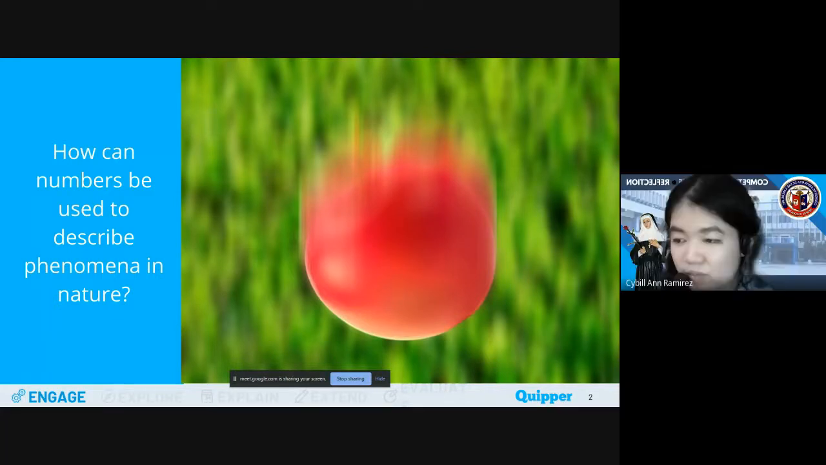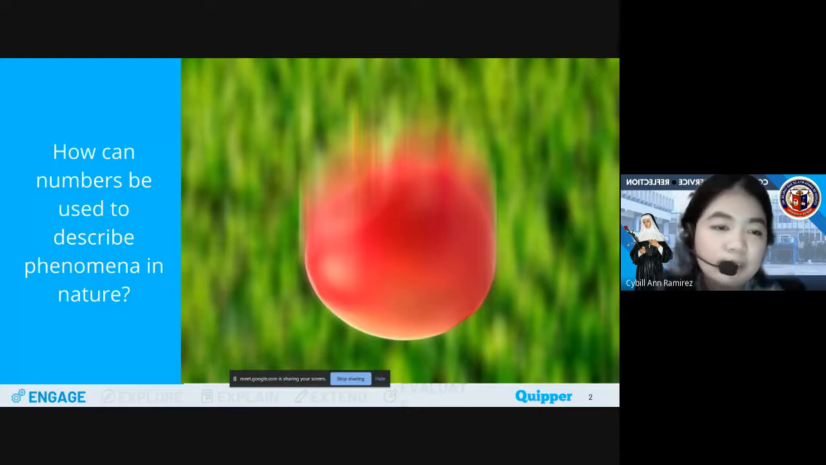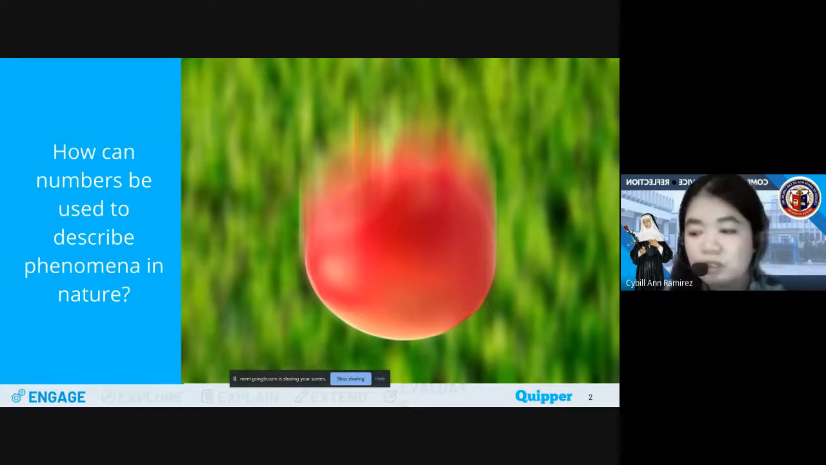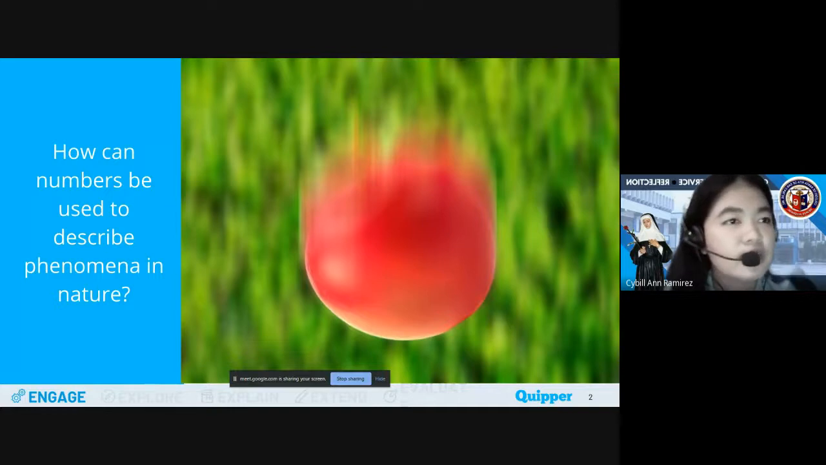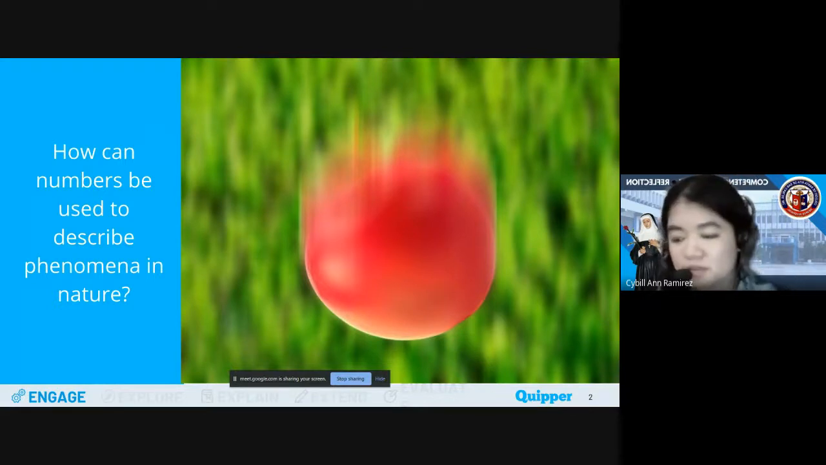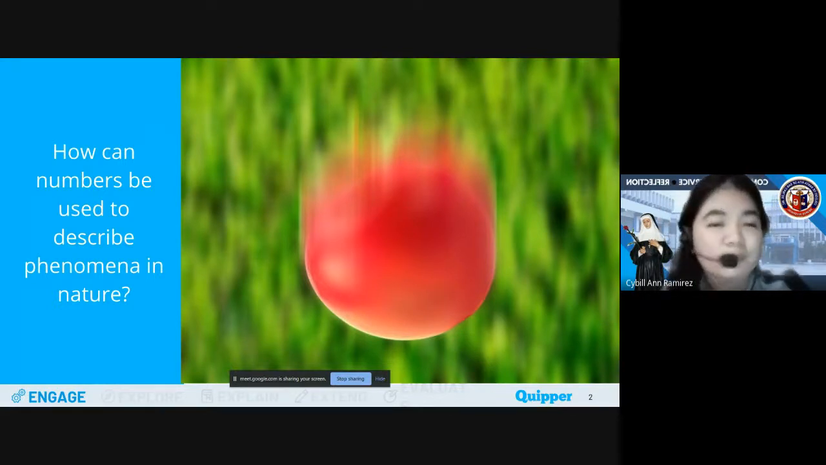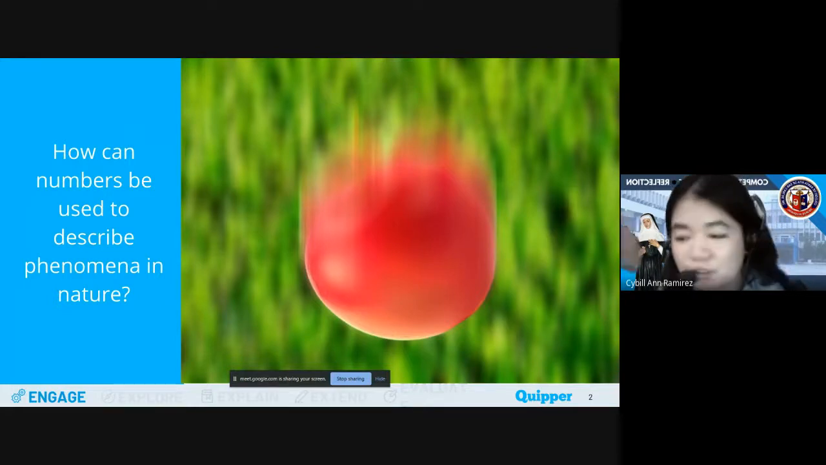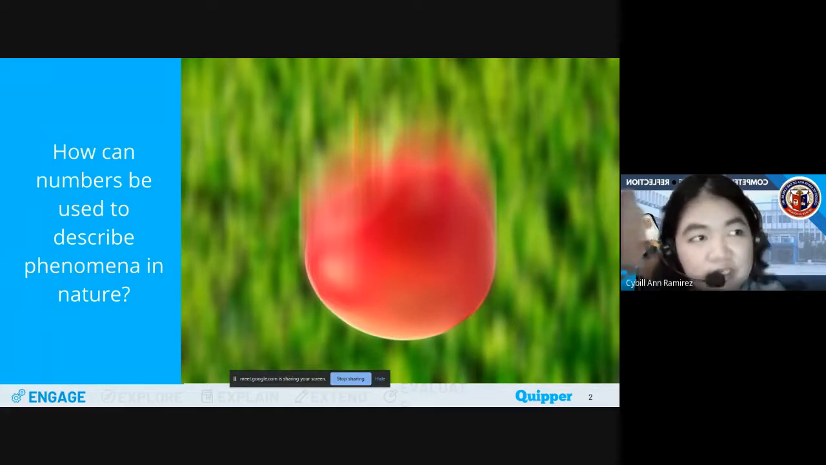Okay, so I would like to ask you, how can numbers describe a phenomenon or a certain situation? For example, can you describe the first day of class using numbers? In your own opinion lang, pwede rapod bisaya. Can you describe a certain situation or phenomenon using numbers? Take, for example, the elections, a wedding, or a graduation.